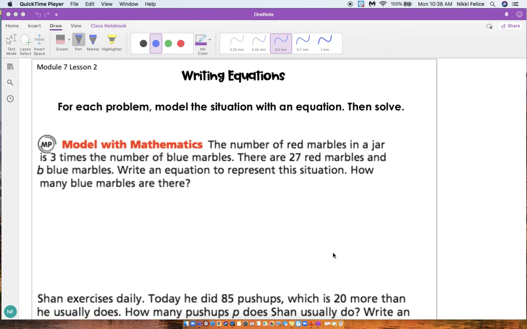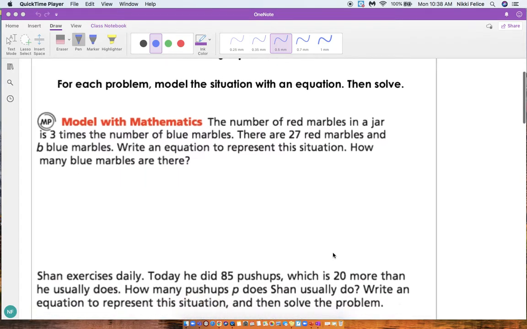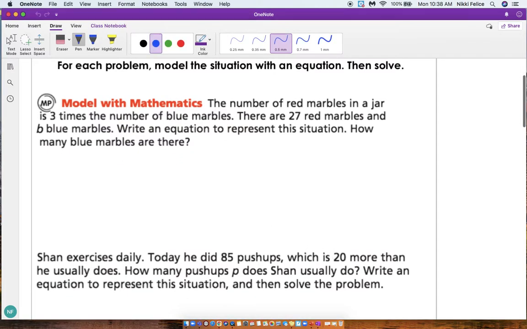In this video, we're going to practice writing equations from real-world situations. Let's take a look at our first example here, which says, the number of red marbles in a jar is 3 times the number of blue marbles. There are 27 red marbles and B blue marbles. Write an equation to represent this situation. And then we will figure out how many blue marbles there are.